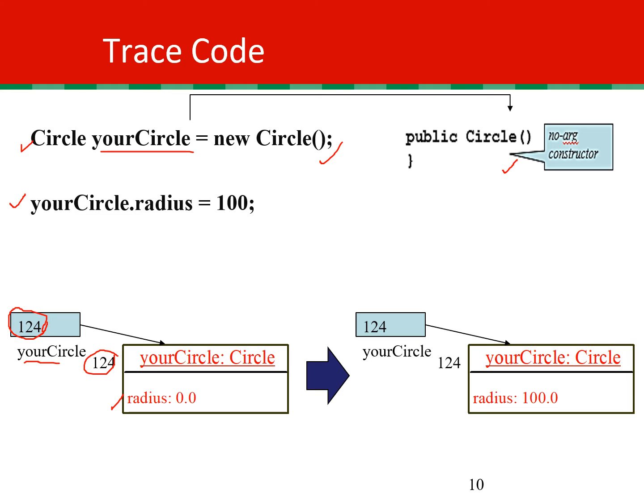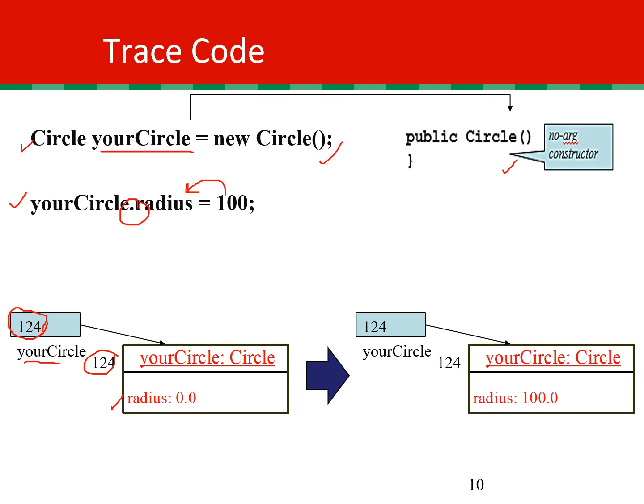In the second line, you say myCircle dot radius. So what happened is that radius is now being assigned a new value. Rather than 0 before, it becomes 100. As I mentioned earlier, if you have created an object and you want to refer to the attribute or the method, you should use dot.